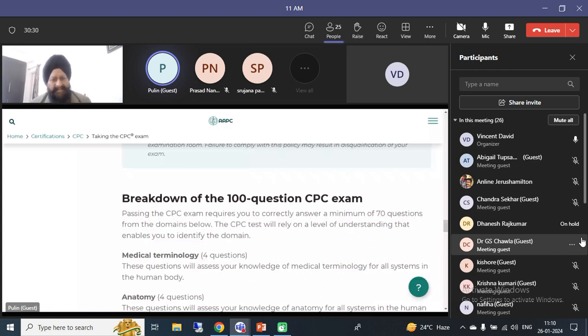So here you can see the breakdown of 100 questions they have provided. So the total 100 questions are broken down in this manner. For medical terminology, we have 4 questions.